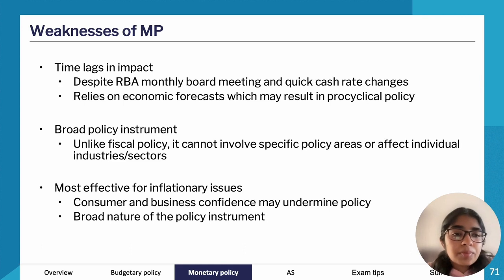Okay, broad policy instrument. What that means is it can't affect specific industries. Budgetary policy can provide subsidies to specific industries which are struggling. For example, in 2020, when we had the whole pandemic, the government was able to subsidize struggling industries, such as the hospitality industry. A lot of restaurants had to close down, but they tried to subsidize them to help them stay afloat during that time.